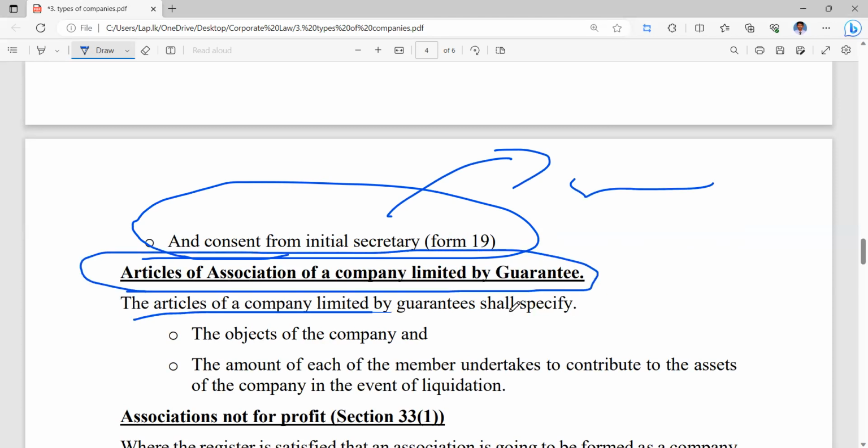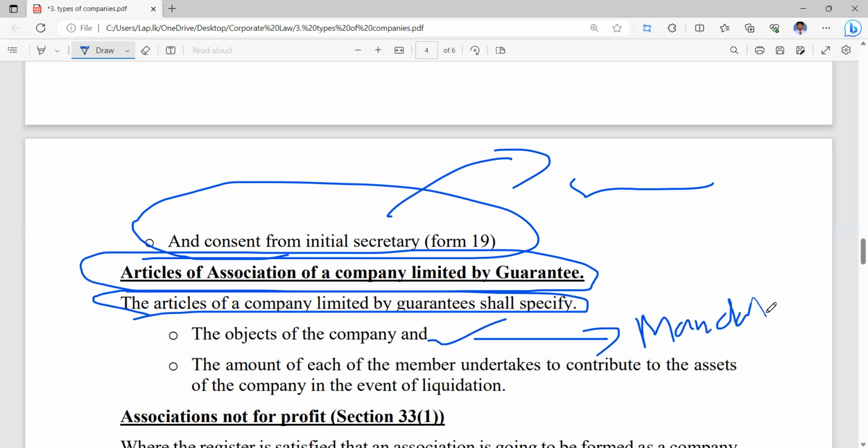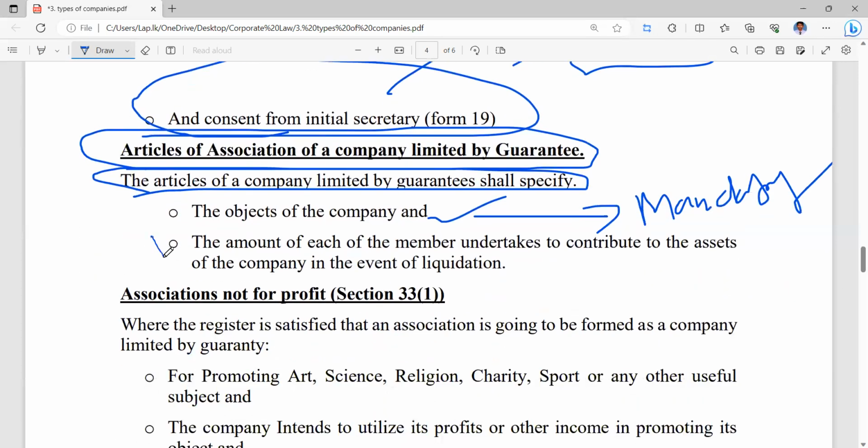Articles of association of a company limited by guarantee. The articles of a company limited by guarantee must specify the object; the object clause is mandatory. The amount each member undertakes to contribute to the company's assets in the event of liquidation. When it comes to liquidation, winding up, each member's liability should be clearly specified. Let's say a person is liable to pay 200,000 in the event of winding up.